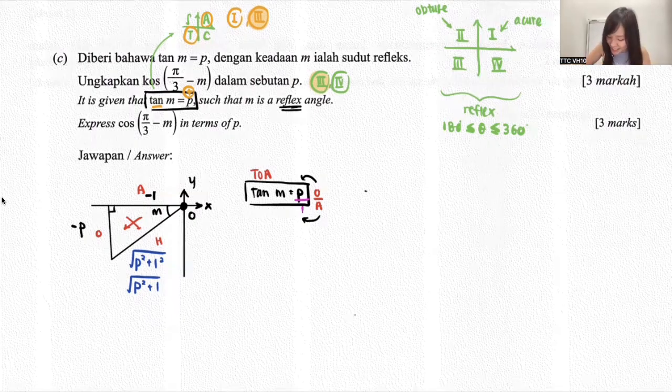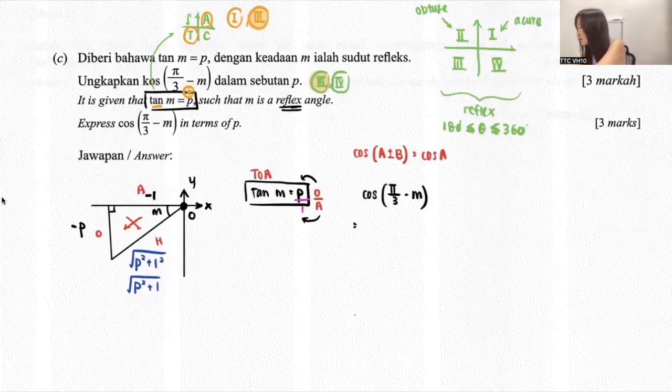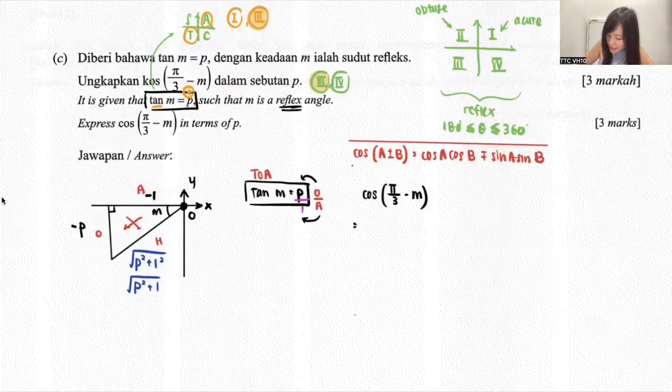So my dear, now they say cos pi over 3 minus m, in terms of m. Okay, how do you guys do this? Please don't tell me open bracket. This one has a formula, hello. This one is cos(a plus minus b). So the formula is cos a cos b minus plus sin a sin b. This formula SPM provided.